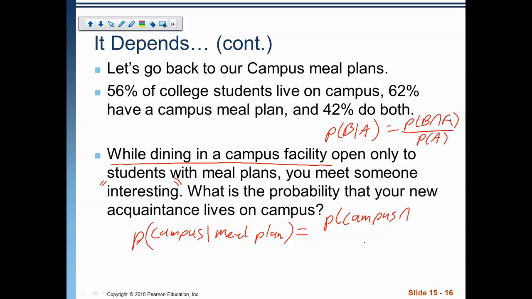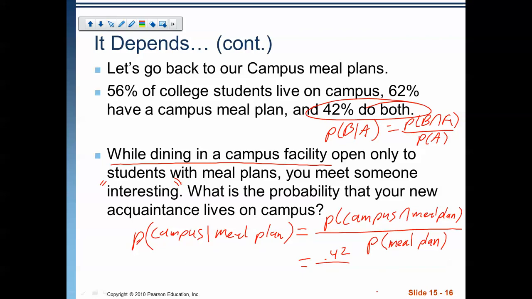So in our case, this means what is the probability of having a campus meal plan and living on campus, and having a meal plan, over the probability of having a meal plan. And in the information that we're given here, we can figure that out. What's the probability of campus and meal plan? 42% do both. 0.42 divided by, what's the probability of having a meal plan? 0.62. So 0.42 divided by 0.62 gives us 0.67.